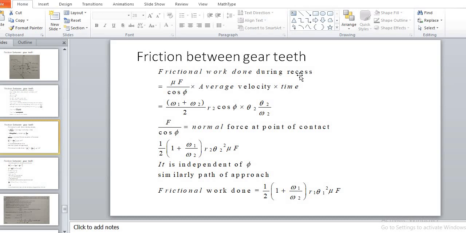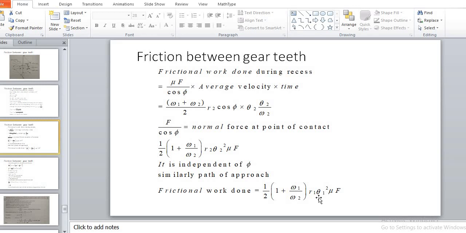Similarly, the approach also has two parts: the approach part and the recess part. We wrote the expression for the recess part, and similarly we can write it for the approach part. But for the approach part, there are two changes: r1 and the radiation theta change. This theta for the approach part now becomes r1 and theta 1. So similarly, we can write for the approach part. The only change is that here the theta changes, so we can write it as r1 and theta 1.